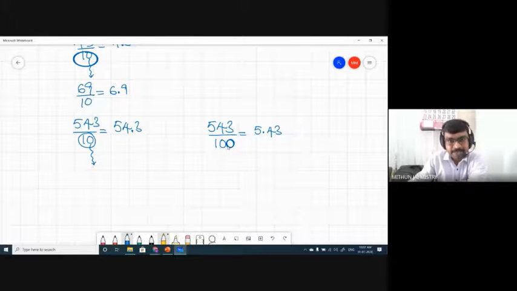I asked Harsha what will be its decimal form. So he maintained in such a manner that after point he said 2 decimals, right?